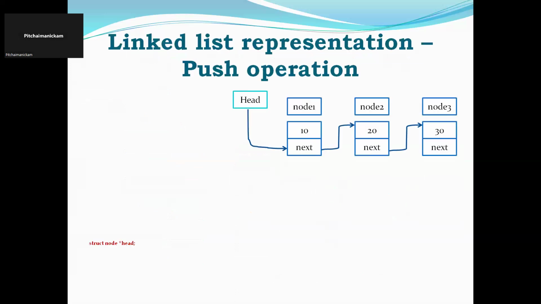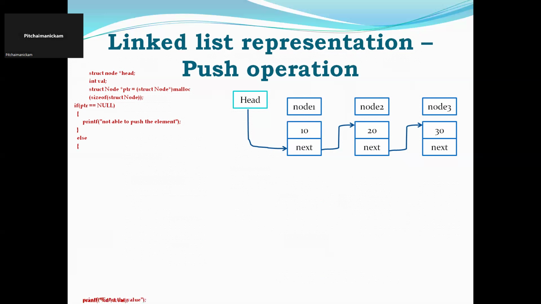After this, how are we going to perform the push operation in the stack? First we declare the structure, the representation of the node. After that, we check the pointer. If the pointer is equal to null, we are not able to push the element. Otherwise, we get the value from the user side.